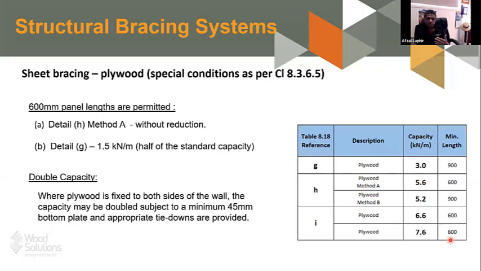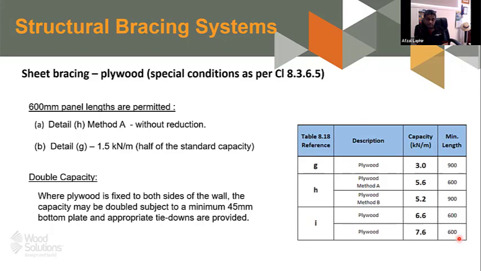Also, there are a couple of special conditions for plywood. As you would have seen earlier, plywood sheet bracing products, especially plywood, require a minimum length of 900 millimeters to be effective. Anything less than that will lead to reduction. So the code allows you to have a 600 millimeter length for those units that use tie down rods at each end. One is obviously method A on the edge, which uses M12 rods at each end, as well as method I, which gives you greater capacity and also includes a tie down rod at each end. So those three units are allowed to have 600 millimeter length without any reduction.